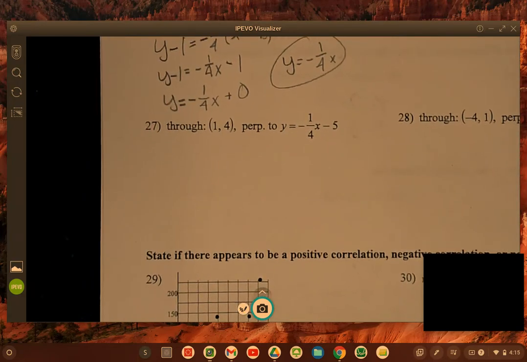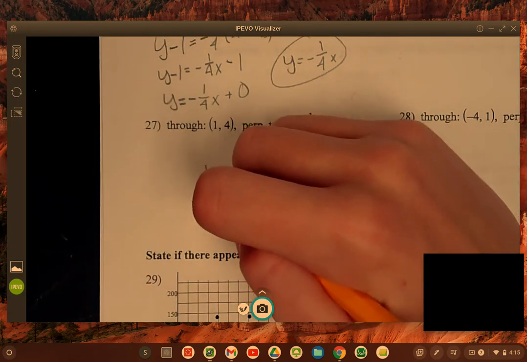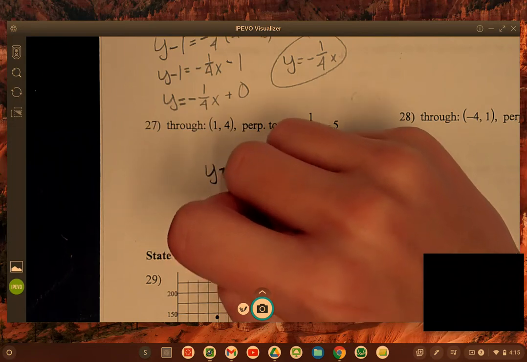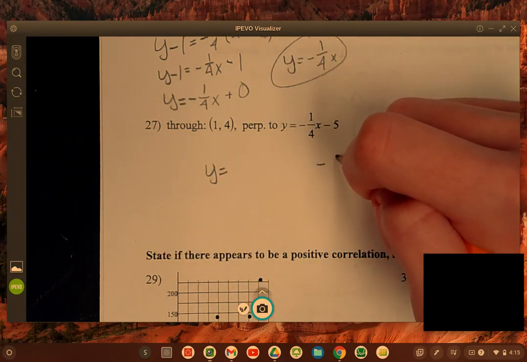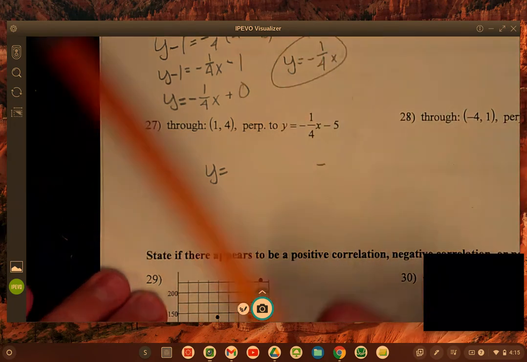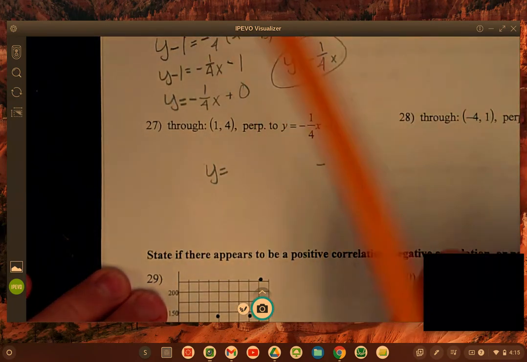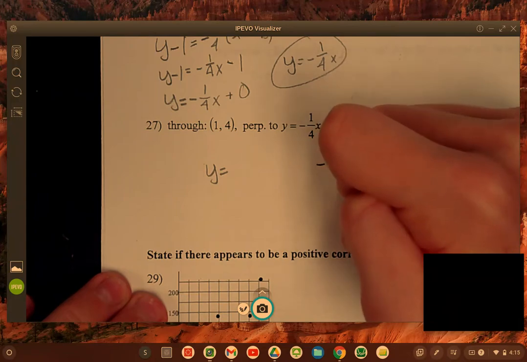Now, what does perp mean? Perpendicular, which means it's just gonna be flipped. Flipped and the sign will change. So it'd be y equals, and then no, what are you doing? We're not flipping it. Oh, okay, flip it. Negative 1, 4.